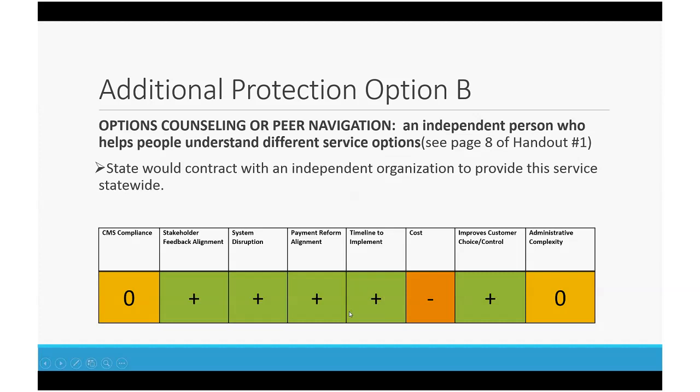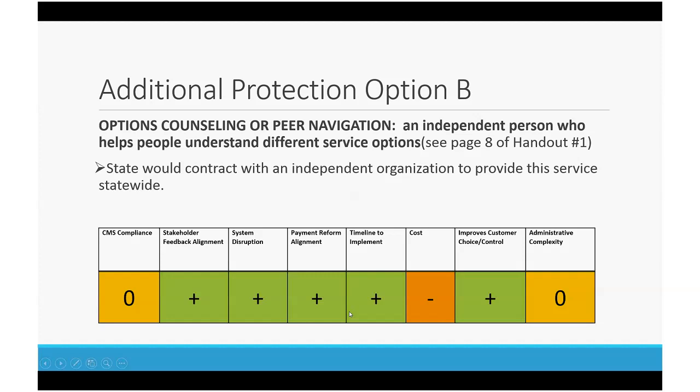So in peer navigation, the person who's providing that options counseling could be a family member or parent providing that information to another parent or family member. That's one kind of peer-to-peer support. It could be individuals who have developmental disabilities providing that type of information to other people with developmental disabilities about what the options are. So that would be peer navigation.